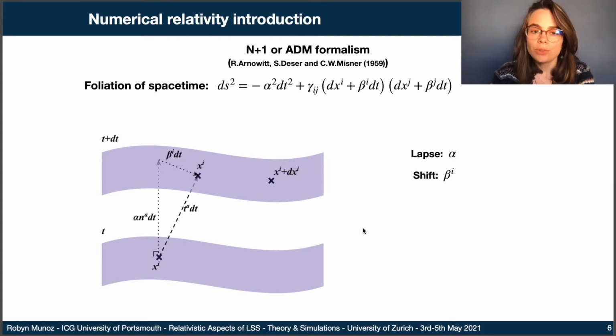Then to go from one timestamp to the next, we apply the lapse along the normal to the hypersurface, and then the shift on the next hypersurface. Then to fully describe the movement of the coordinates, you also need to take into account the time-independent part. And so each grid position in the simulation will have all of these parameters associated to it.